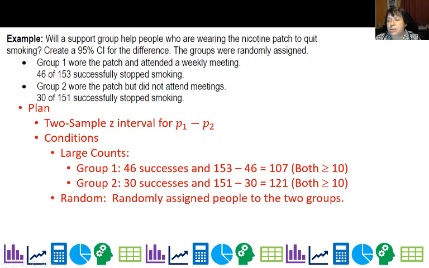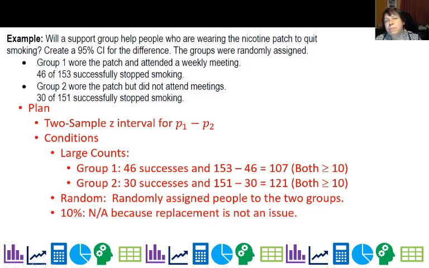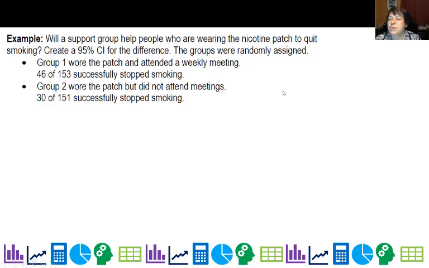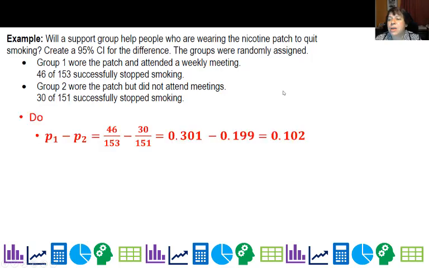I have the random condition, but in experiments, if you randomly assign, you're fine. You've met the random condition. As far as the 10% condition, not so applicable to experiments because I could keep doing things over and over. Replacement's not really an issue. All right, so let's go ahead and do the do part of the calculation, which is we're going to do first our point estimate, proportion 1 minus proportion 2, and you can see how I created the fractions, 46 out of 153 and 30 over 151. Subtract those two and I get 0.102.